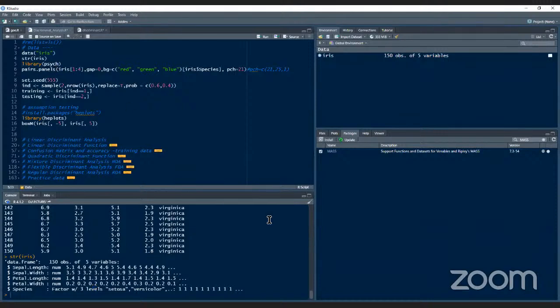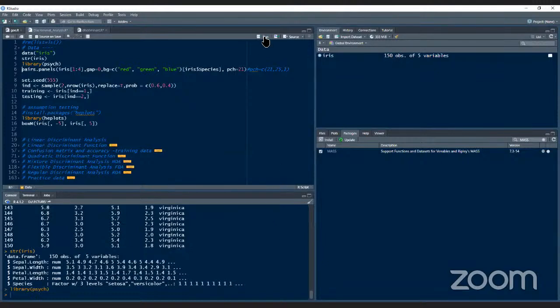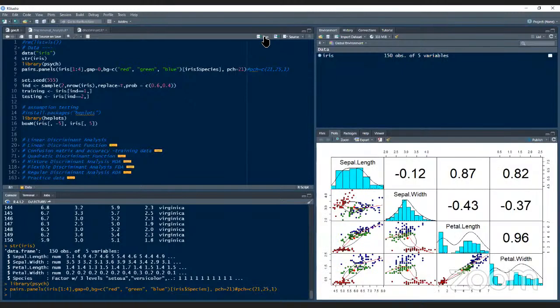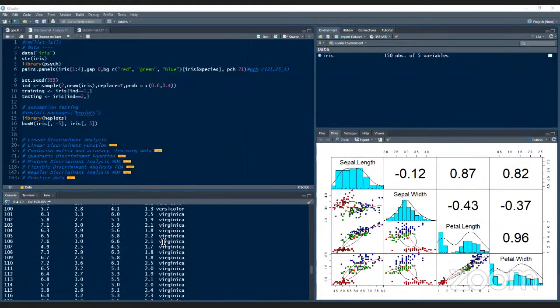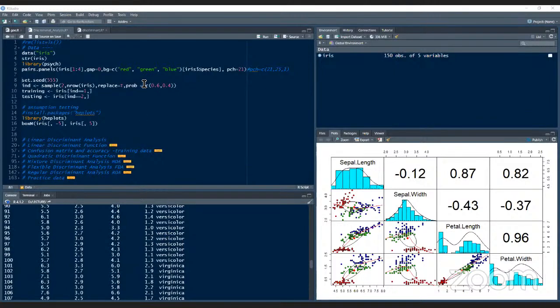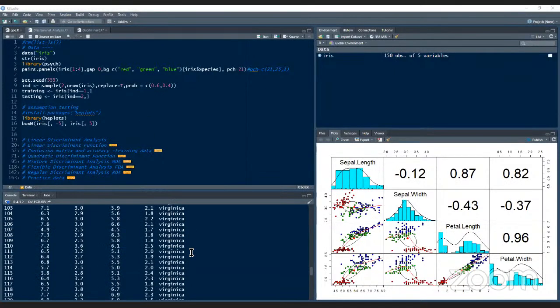We will use library psych and see the scatter plot of our data, how it looks like. So we have given red color to Setosa, we have given green color to versicolor, and we have given blue color to virginica. We can very well see here in this graph.